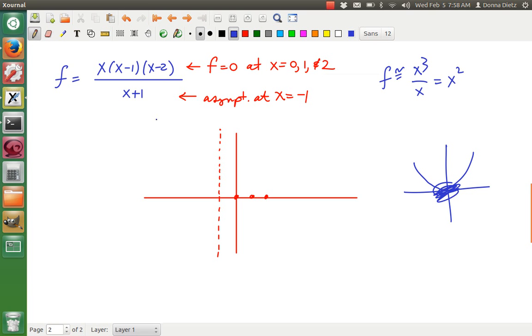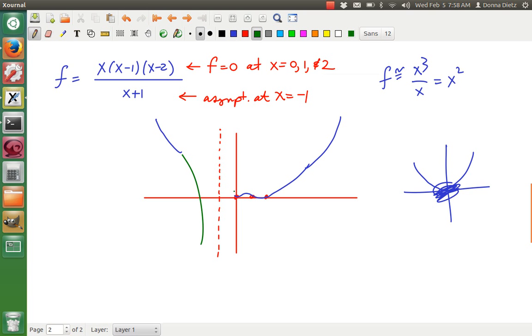So let's just assume way out here it's going to look like x squared. There we go, maybe something like this. But we have to come in and wiggle through these points. And oops, we have an asymptote. And what are we going to do? So one of two things is going to happen.